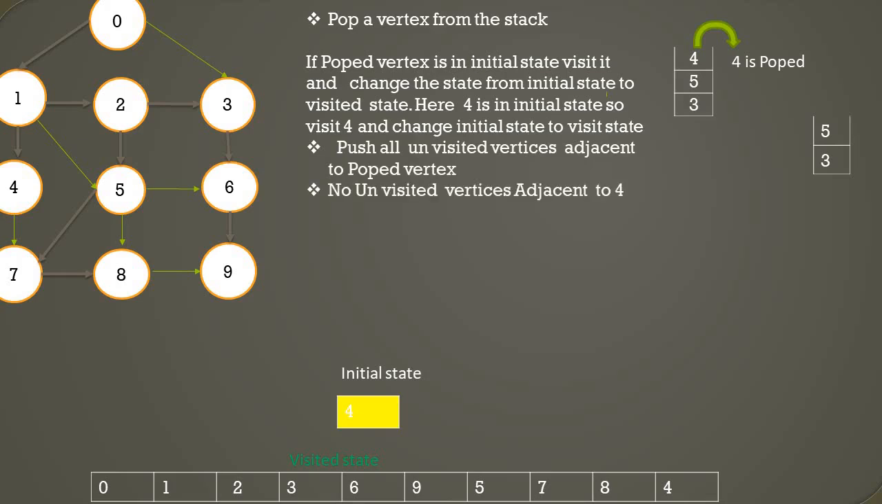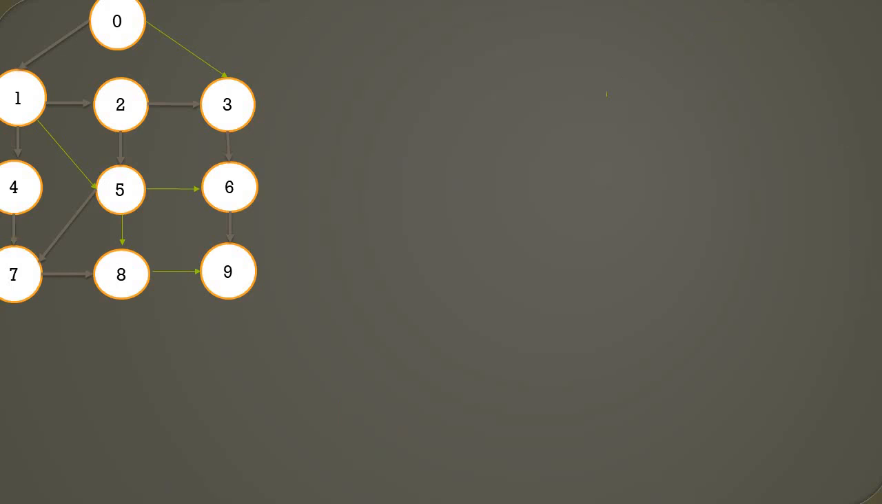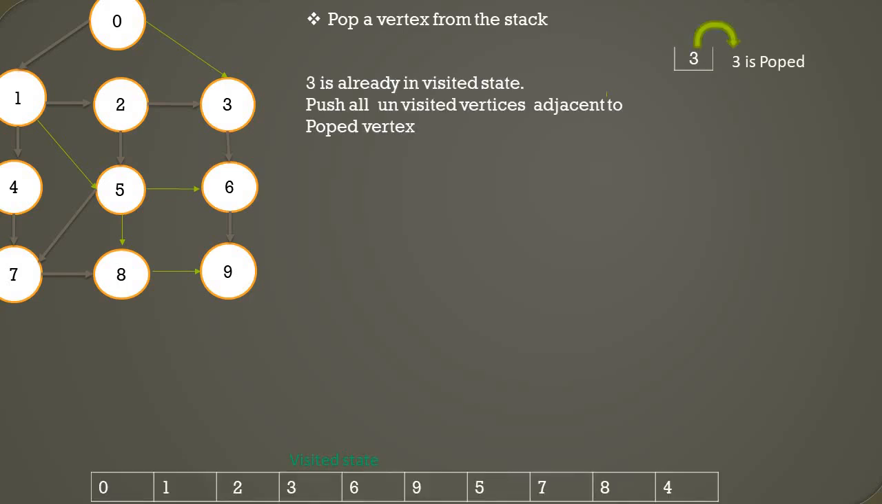Unvisited vertices adjacent to the popped vertex 4: no push value. Remaining 3 and 5 in the stack position. Pop a vertex from the stack 3. 3 is popped. 3 is already in the visited state.